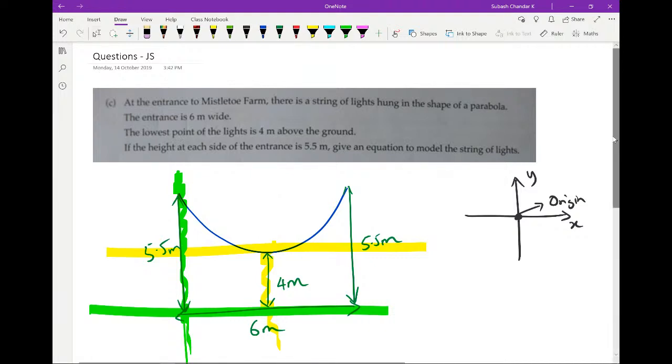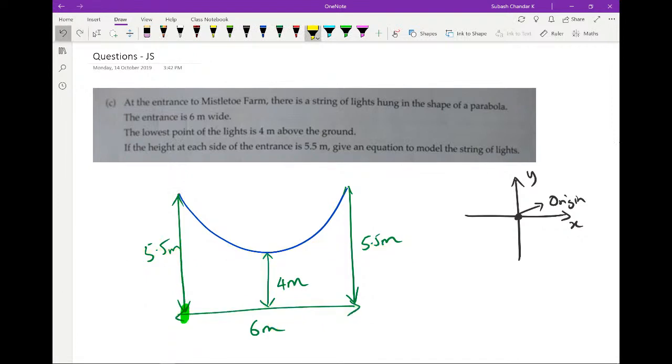So what I'm going to do is put the origin right here at the corner. If that's the origin right there, then my y-axis is like this, and then my x-axis is like this.